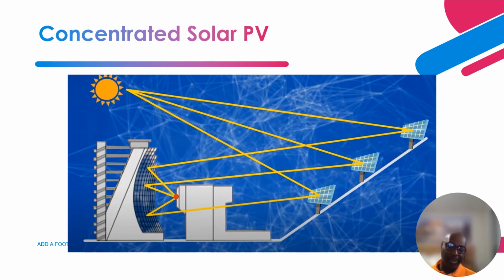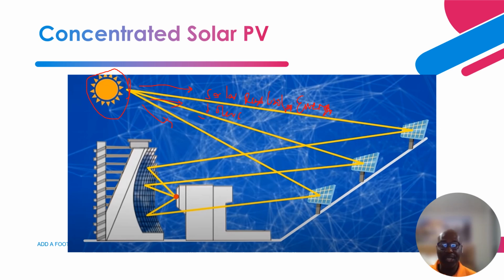Now let's talk about the processes of concentrated solar PV. So you have the sun over here. What is this sun doing? It's emitting solar rays, solar energy. Let's give an example of a lineup of solar arrays of a solar farm that is on a hill surface or a mountain surface, as you can see.